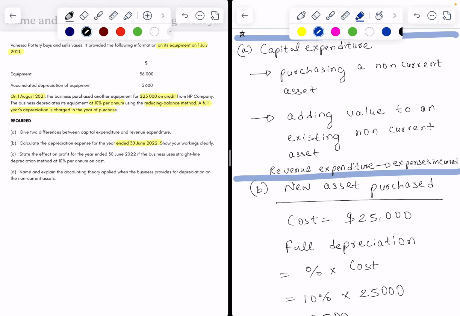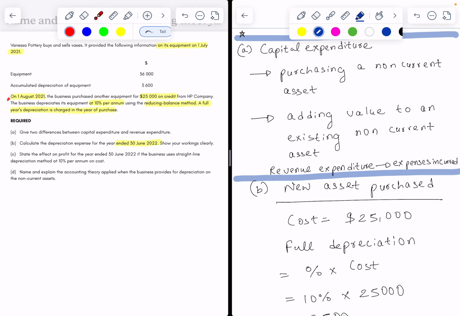Vanessa Pottery buys and sells vases. It provided the following information on its equipment on 1 July 2021. So we are given the cost of the asset, which is $36,000, and then you are given the accumulated depreciation for this asset, which is $3,600. The accumulated depreciation means the total depreciation expense that we have incurred for the asset since the day of purchase.